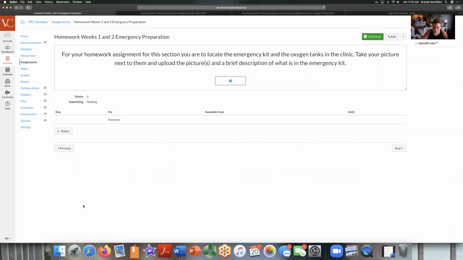And they will be able to list all equipment in the clinic necessary for emergency situations because the emergency kit is located right next to all of the emergency equipment.